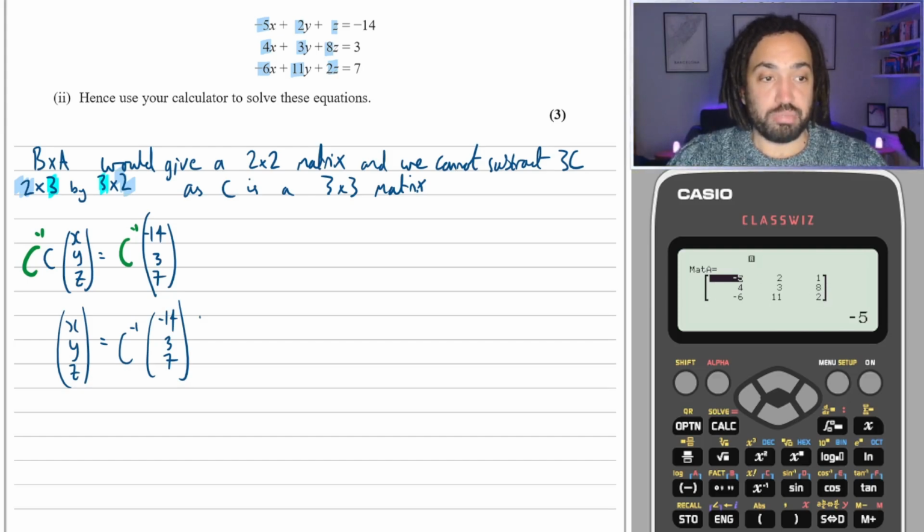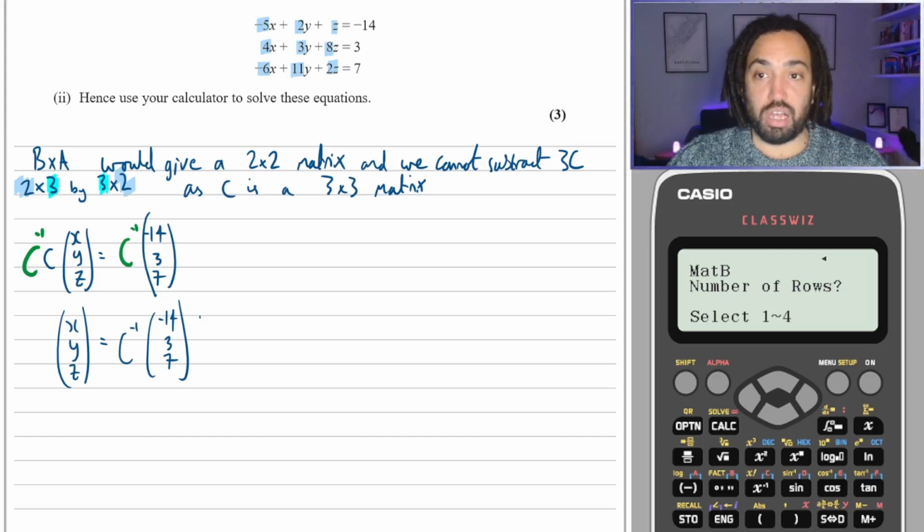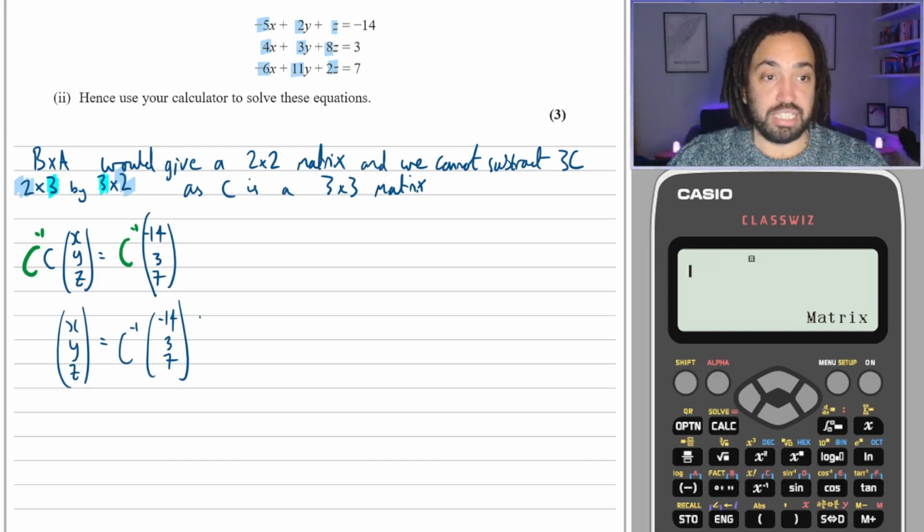And then what you need to do is press AC and go to Option, and I want to define a second matrix. So let's define matrix by pressing 1, and let's define matrix B, and that's going to be our numbers here on the side. So the minus 14, the 3 and the 7. So I need to have 3 rows there, but 1 column. And then I type in the numbers minus 14, 3 and 7. Okay, and then you press AC again.